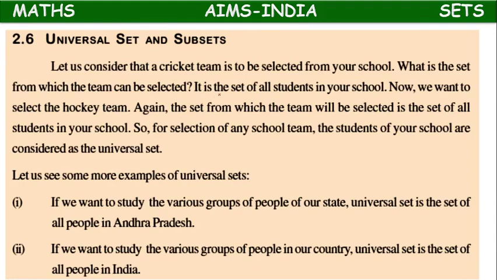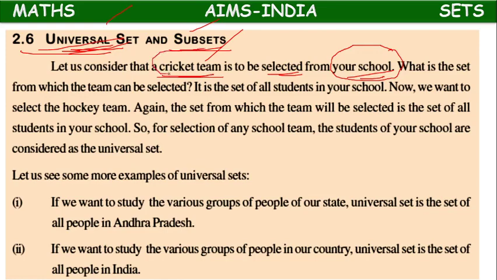Next, we have two kinds of sets. One is the universal set, another is subsets. Universal set and subset. Now let's try to understand their meaning. Let us consider a cricket team to be selected from your school. That means on behalf of your school, you want to send a cricket team for competitions, so all the participants of the team should belong to your school.